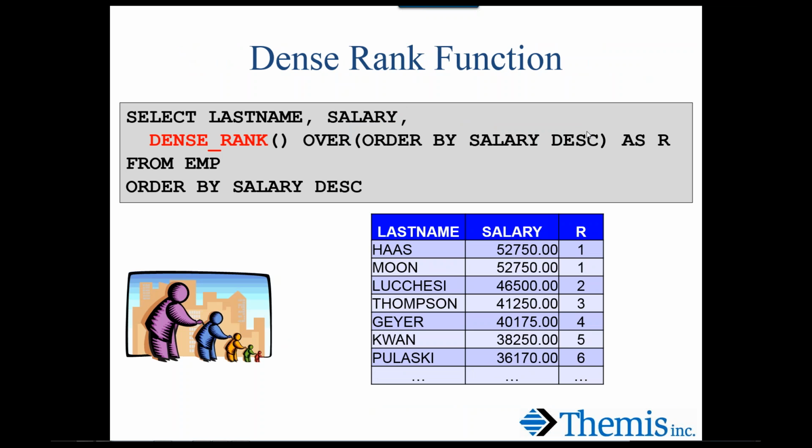One of them is dense rank. Dense rank, you see, the syntax is exactly the same as rank. The only thing that changed here was the function name. And you can also see probably pretty quickly what changed. Haas and Moon are still tied at number 1 here. Lucchesi is assigned the number 2 by the dense rank function, where it would have been number 3 by the rank function. So the only difference here is how we deal with ties, right? We still respect the tie, we just don't skip any numbers. So you don't have any gaps in your numbering here.